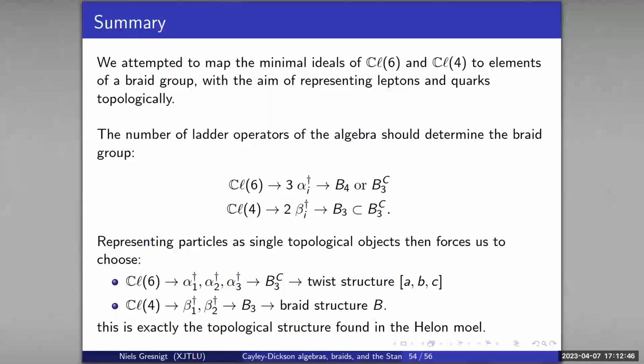So basically, to summarize, what we did was to map the ladder operators from CL6 to certain braid generators. So we ask that the number of braid generators is the same as the number of ladder operators in the Clifford algebra, and for CL6, we actually have two choices.